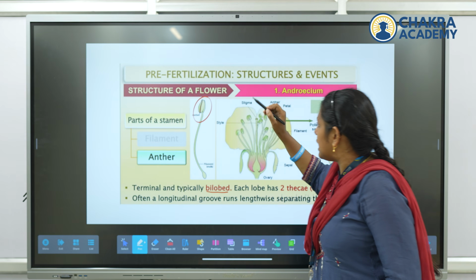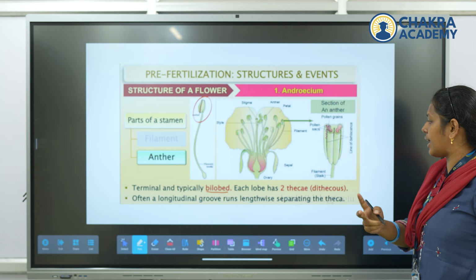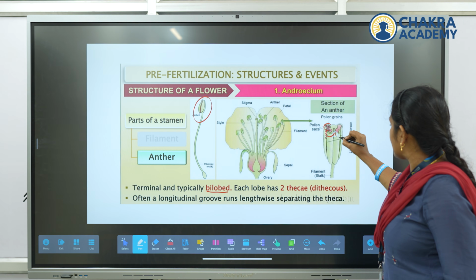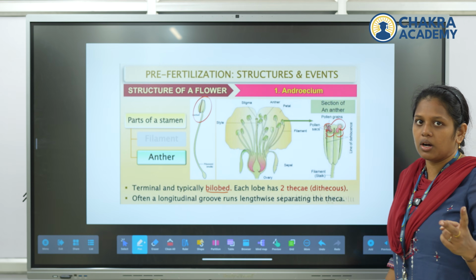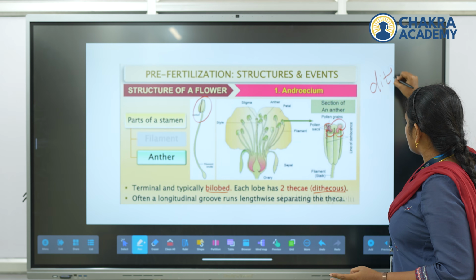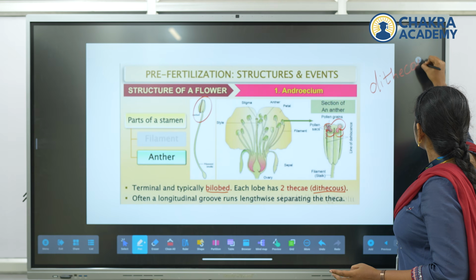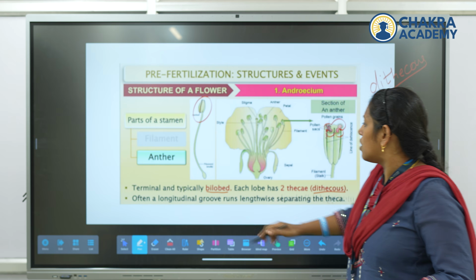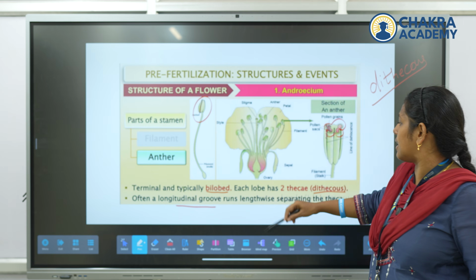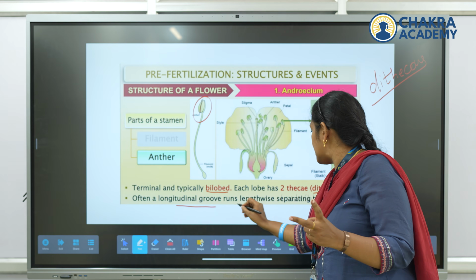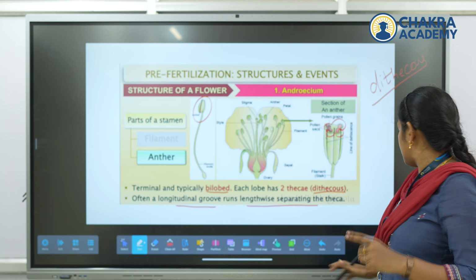It is bilobed, and each lobe has two thecae. This region is known as the theca. Hence there are two, so it is called dithecous. What is meant by dithecous? It is typically bilobed, hence it is dithecous. Often a longitudinal groove runs lengthwise, separating the thecae. This groove helps in the separation of the thecae.